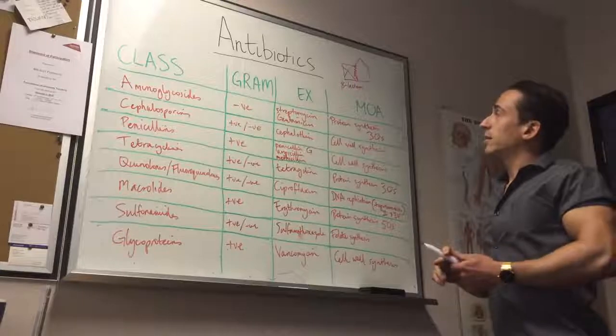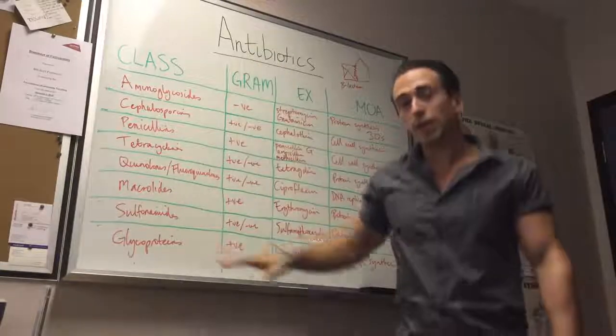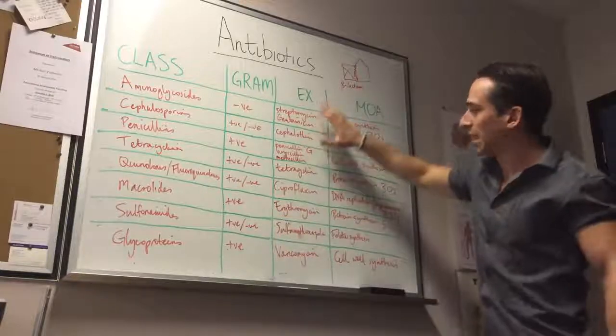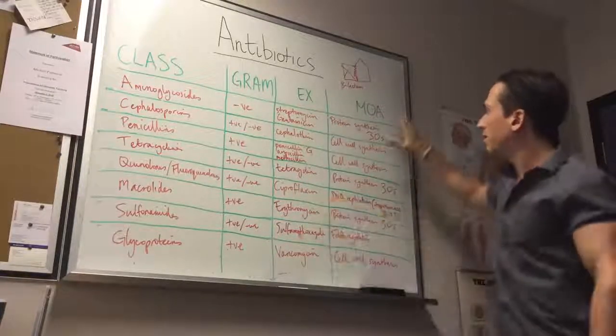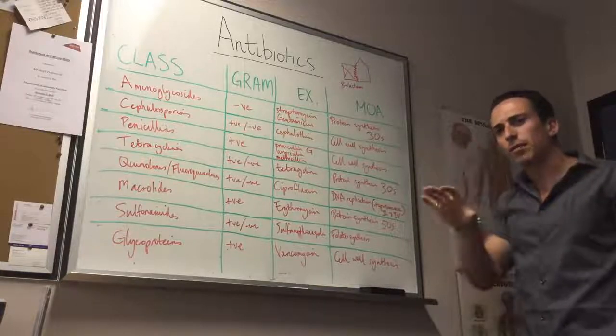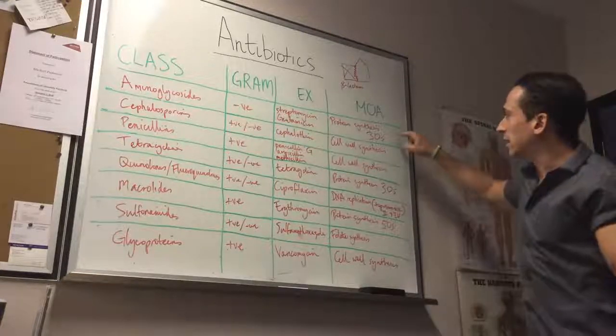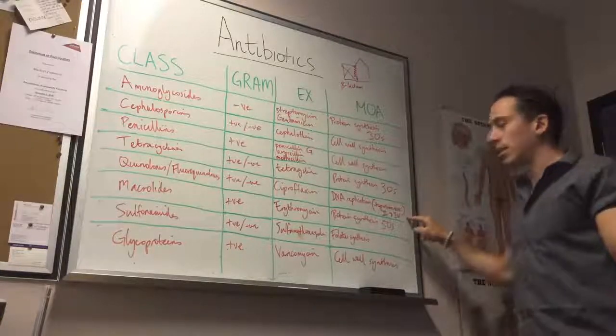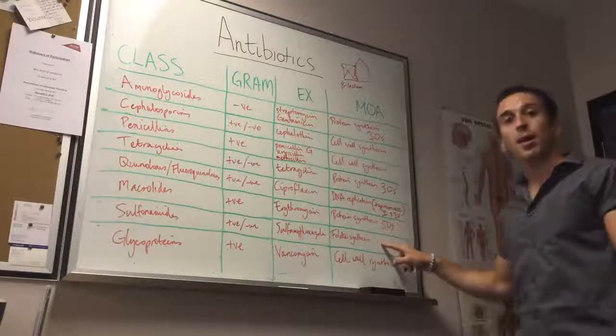So this is the basic overview of some of the major classes of antibiotics, what type of bacteria they affect, some examples of those antibiotics, and the mechanism of action. And you can see that there are very similar mechanisms of action, such as inhibiting protein synthesis, inhibiting cell wall synthesis, inhibiting DNA replication, and inhibiting metabolism.